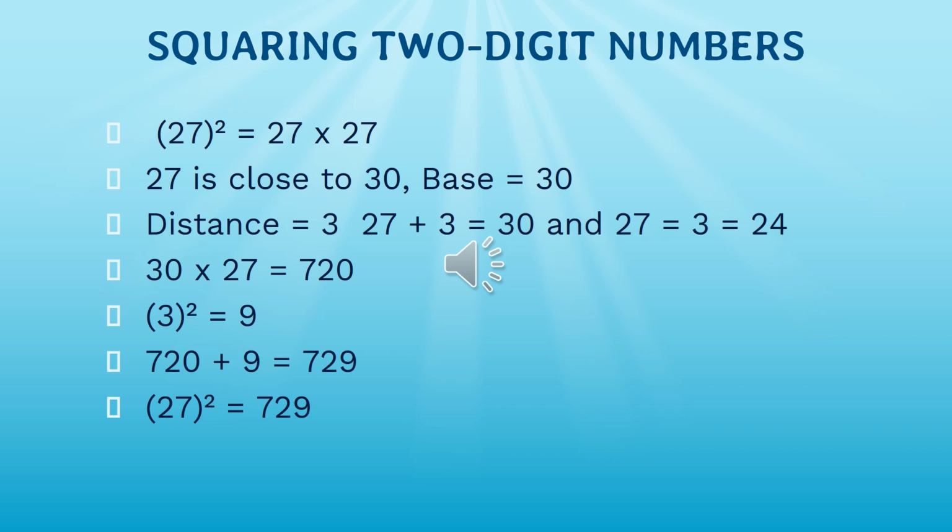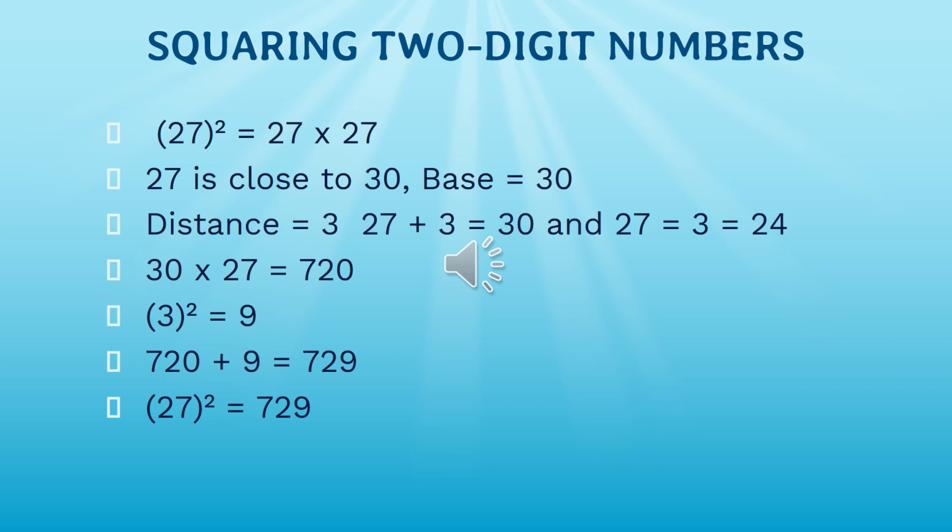Now let's have our second example. Let's find the square of 27. 27 is closer to 30 than 20, so we choose 30 as our base. Then we find the distance of 27 from 30, and that's 3, simply by subtracting 27 from 30. 30 minus 27 is 3. Now knowing 3 as our distance, we go up from 27 to 30 by 3, and we should also go down to 24 by 3. So we now have a new pair of factors, 24 and 30.